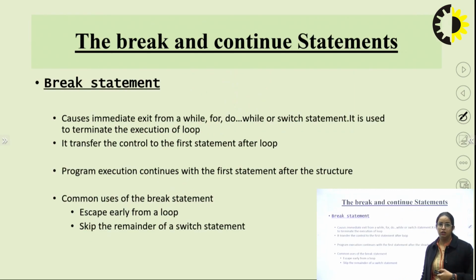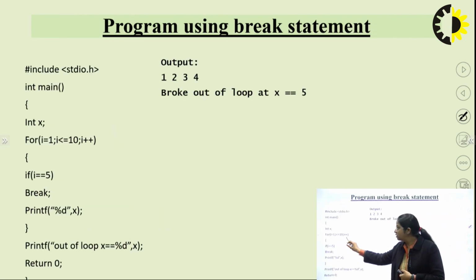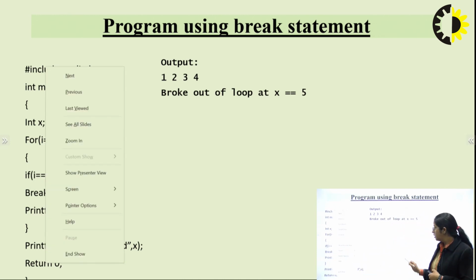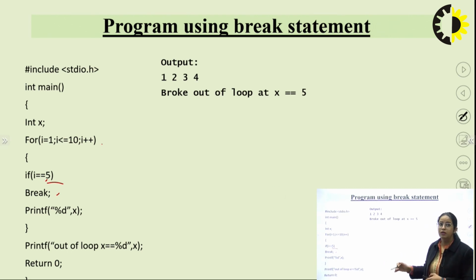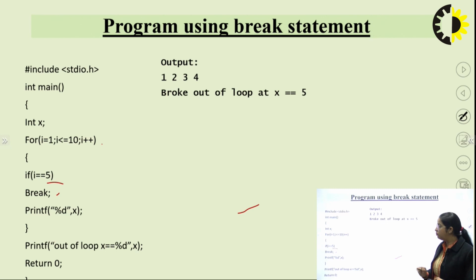Now we have break and continue. What does it mean? Break is basically used when we want to come out of the loop, that is, escape early from a loop, or terminate the execution of the loop. In this example we are using a for loop, and in this for loop we use an if condition with a print. Whenever the condition is true, it will come out of the loop, meaning it terminates completely. Suppose it goes 1, 2, 3, 4, and after 4, when the condition 5 equals 5 is true, it will directly come out of the loop. No further execution will be done here.